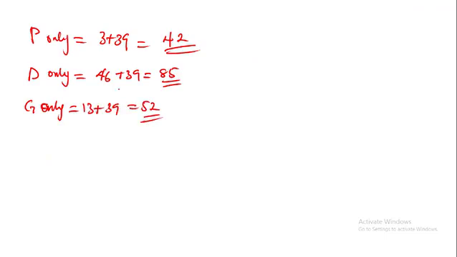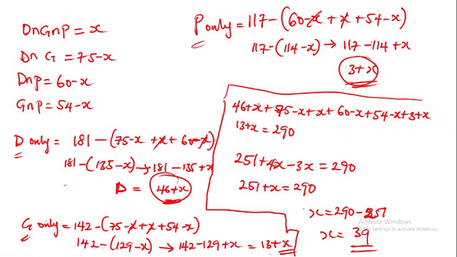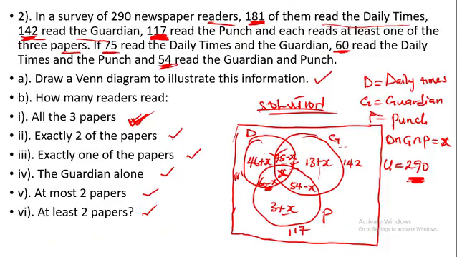Okay, now let us go back to our question. From the question, we are asked to find those who read all the 3 papers, which is our X. We found that to be what? 39. Then secondly, we are asked to find those who read exactly 2 papers. And those who read exactly 2 papers means D intersection G plus D intersection P plus G intersection P.